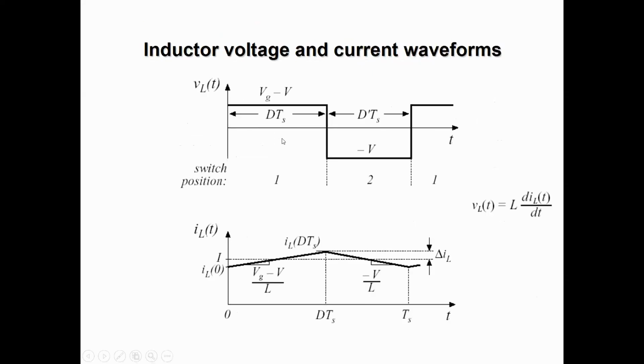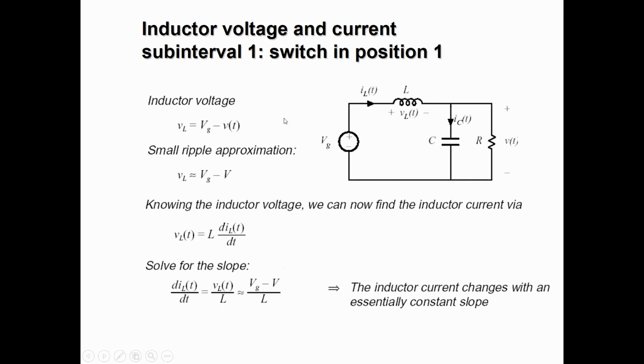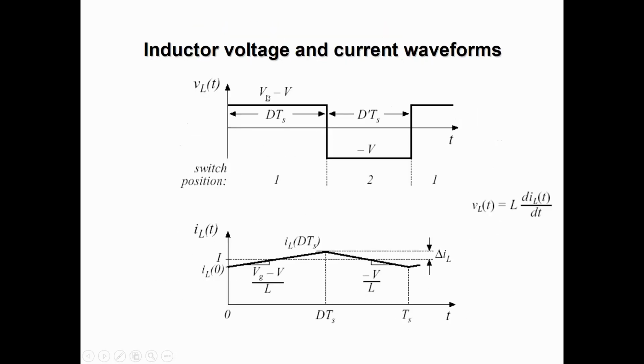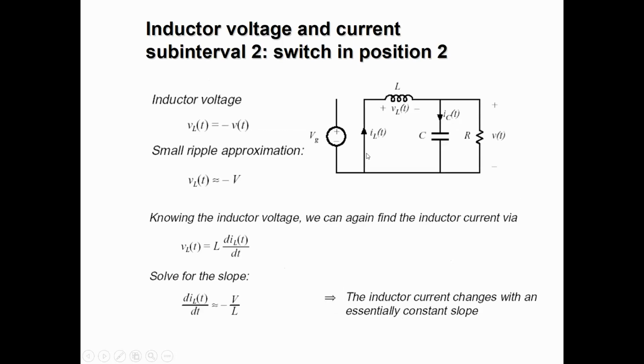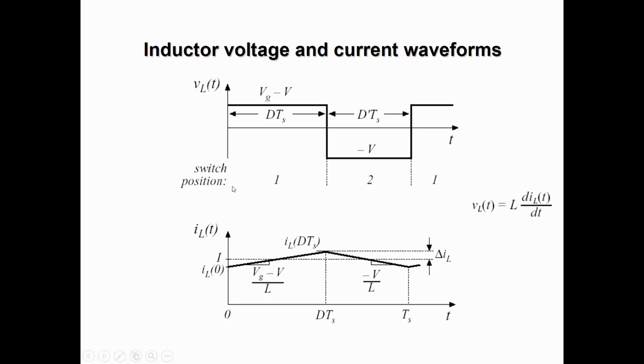If we look at the waveform, the inductor voltage is equal to Vg minus V from 0 to dTs, as we have already derived. And when the switch is connected at position 2, from dTs to Ts, the voltage is minus V. That is, VL is equal to minus V. This was the inductor voltage. Now what is the inductor current equal to? This is the inductor current.